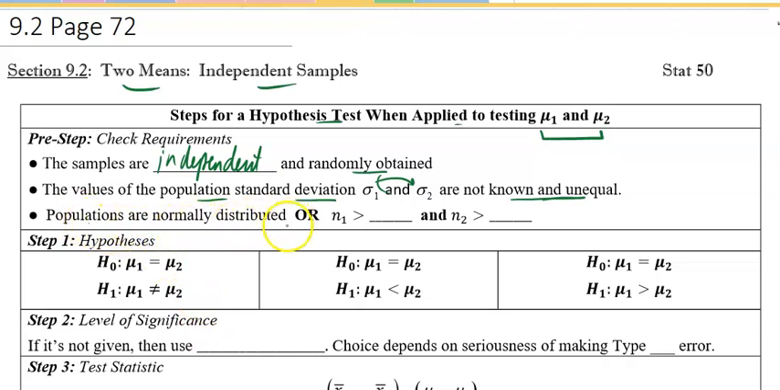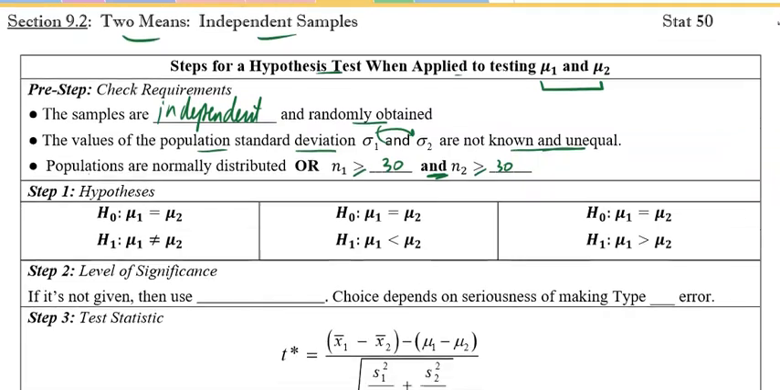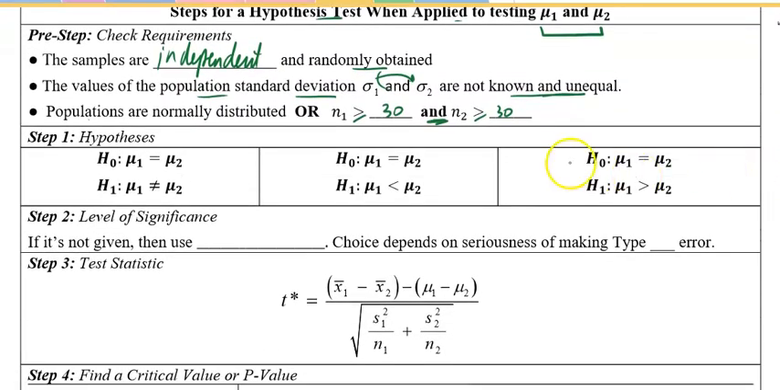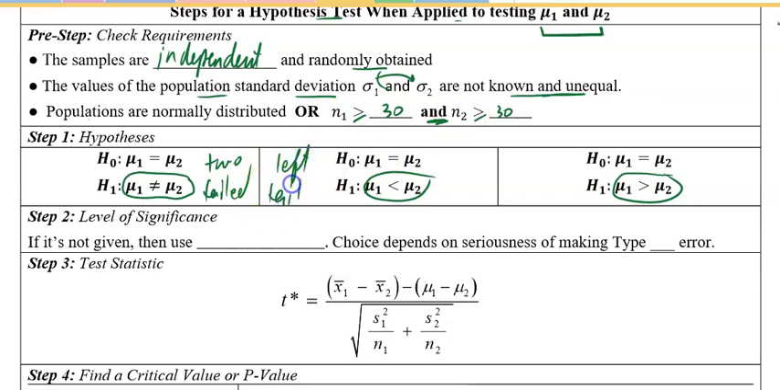Populations are normally distributed, or n sub 1 is greater than or equal to 30 and n sub 2 is greater than or equal to 30. Then we assume it is normally distributed. The hypothesis testing is either a two-sided test, a left tail or a right tail. By now we are really comfortable with this. So this is two-tailed. This is left. And this is right.